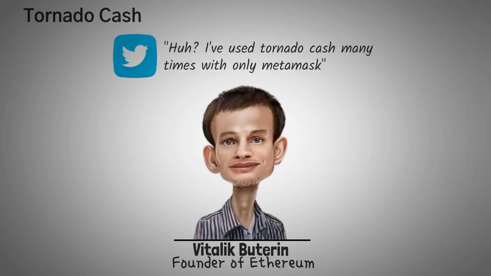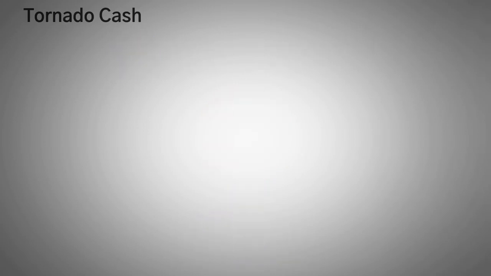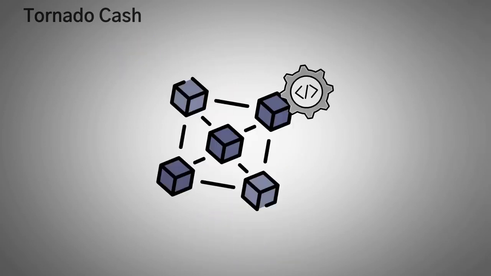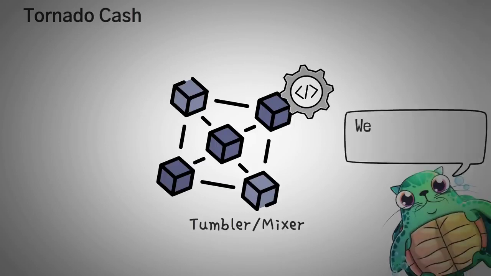Now, before I explain what it is and how it works, I want to share that the actual creator of Ethereum himself has used this dApp many times, per a tweet that he shared in 2020. Now, Tornado Cash is a tool that runs on the Ethereum blockchain, and it's called a tumbler or a mixer. These are just fancy yet descriptive words to describe what it does.